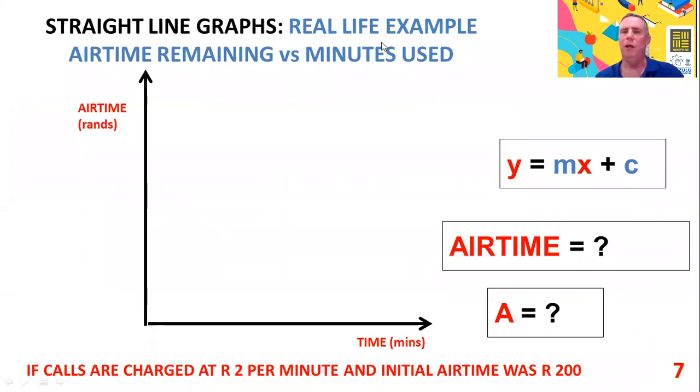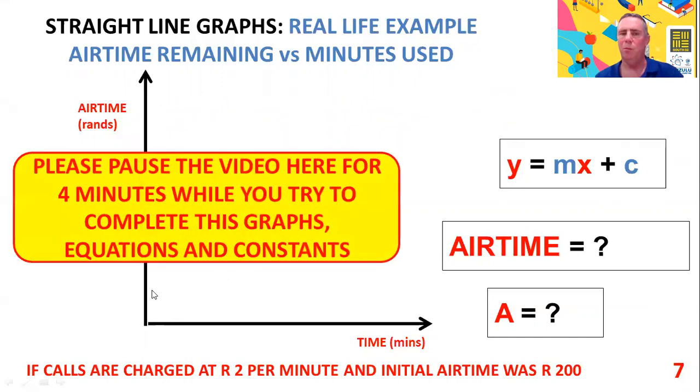Let's have a look at a graph where something is decreasing. So remaining airtime versus minutes used. If the calls are charged at 2 Rand per minute and your initial airtime was 200 Rand. So we're expecting to see a graph which is decreasing rather than increasing. Now, once again, I'd like you to pause the video here. I think 4 minutes should be plenty, and try to complete the graph, draw the line on the graph, complete the equations, and determine the constants M and C. So go and pause the video here and go and have a try.